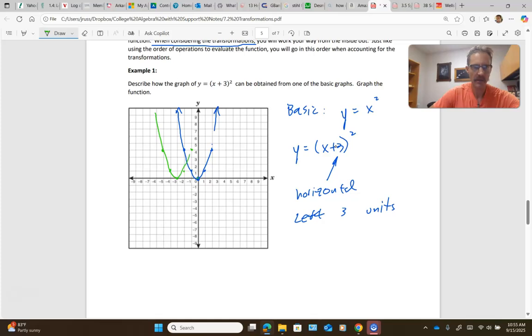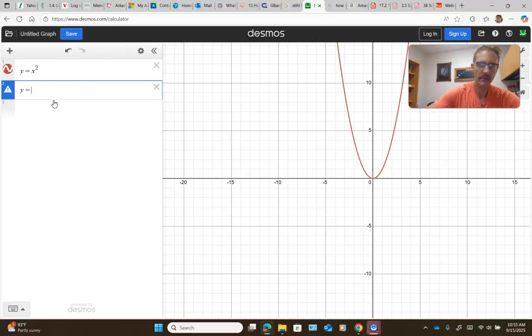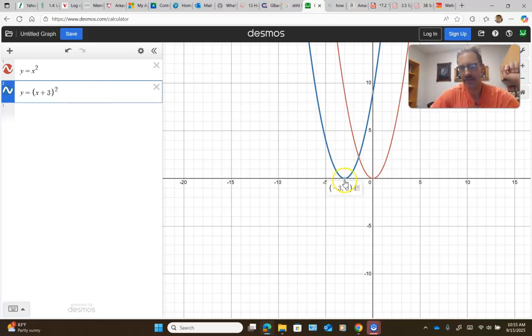You can verify this in your calculator as well, guys. We can also use Desmos, of course. So x squared, and then let's delete this stuff. Let's type in here in parentheses x plus 3 and then square that. And look, it shifted it to the left.